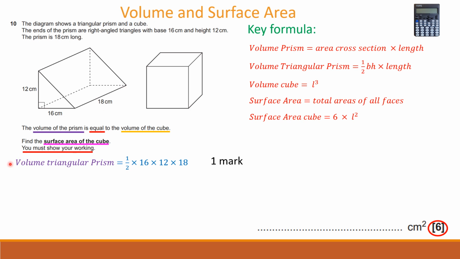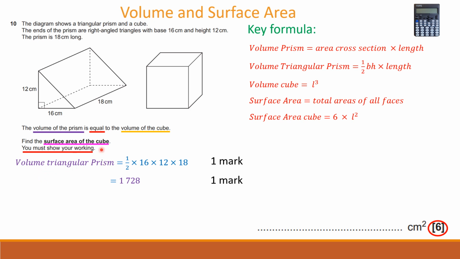Now, if you just write down that formula, that will give you 1 mark. I said you're allowed a calculator on here, so you can type in a half times 16 times 12 times 18, or you can type in 0.5 if you prefer, rather than using the fraction button. Press equals, and you'll get 1,728 for 1 mark. So we've got 2 marks so far just for working out the volume of this prism.